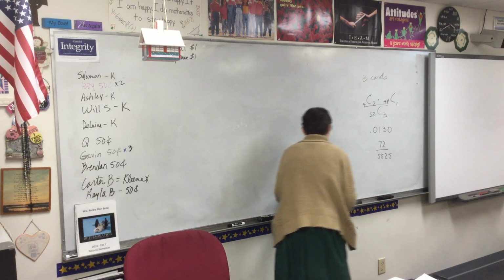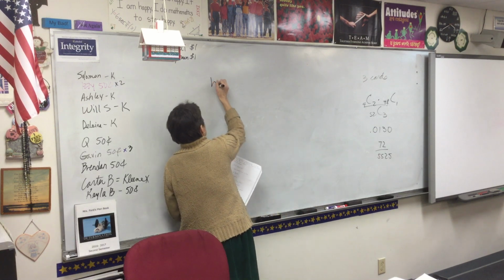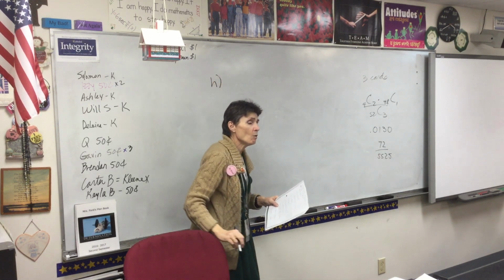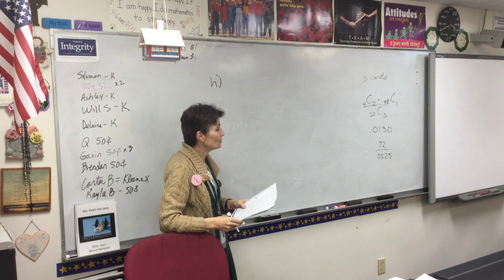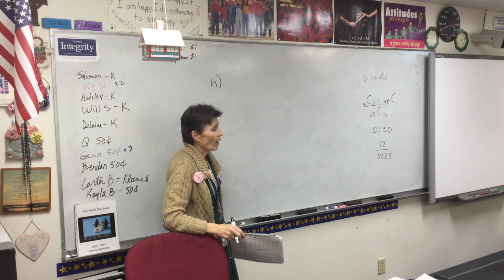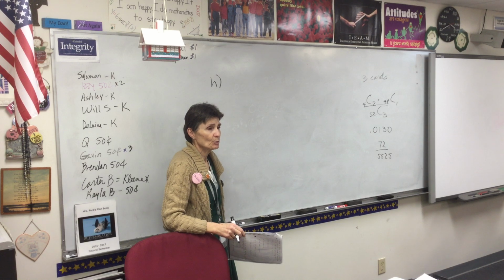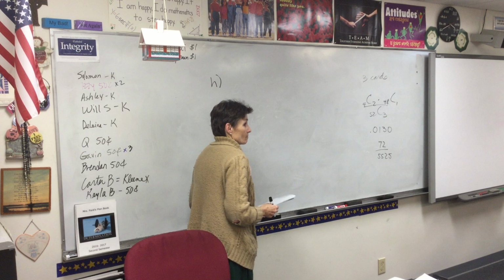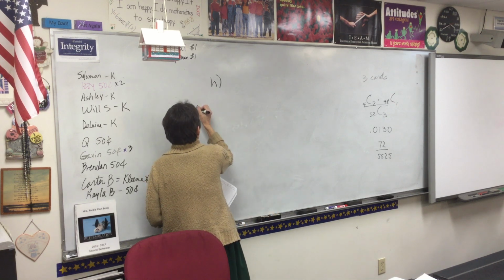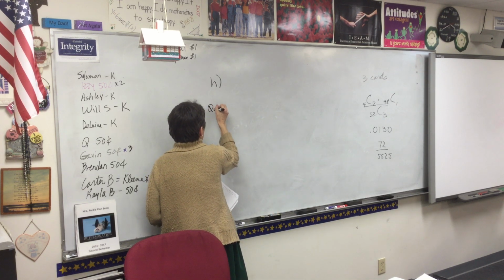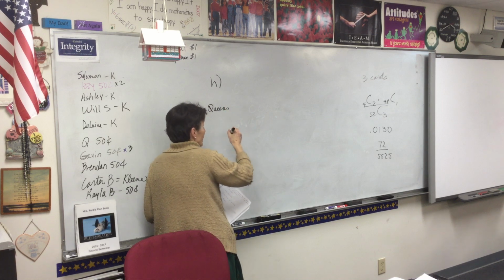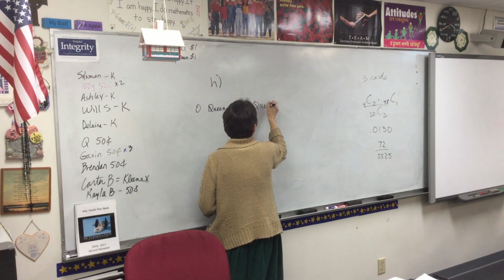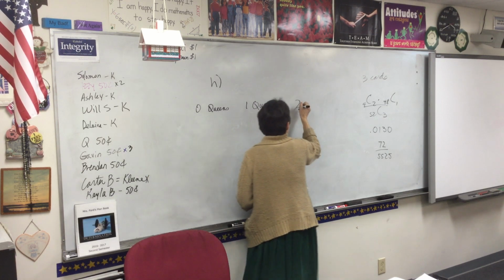H says no more than 2 queens. What in the world does that mean? No more than 2 queens. You want 2 queens, exactly, or 1 or 2. I could get no queens, right? I could get 1 queen, or I could get 2 queens.